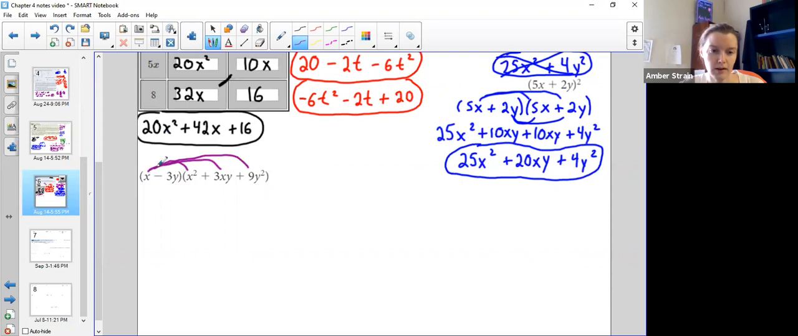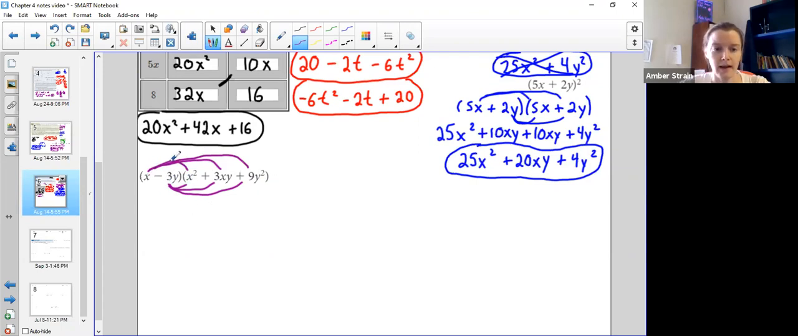So the x needs to go to the x squared, the 3xy, and the 9y squared. The negative 3y needs to go to the x squared, the 3xy, and the 9y squared. So I'm actually going to end up with 6 separate terms, 6 multiplications, 6 separate terms. I tell myself that going in because this problem gets a little bit long, maybe a little bit intimidating, so I can check myself after this first step.